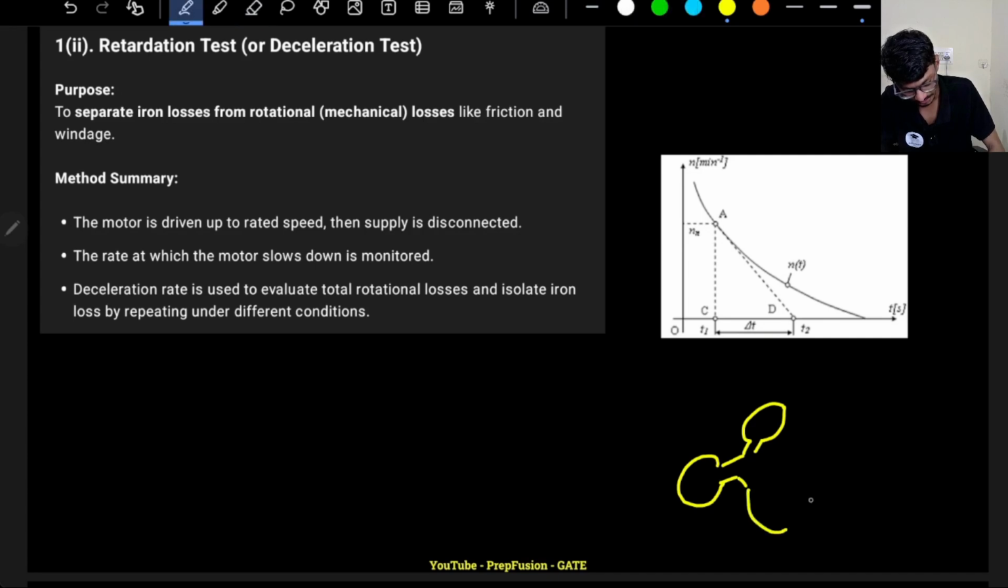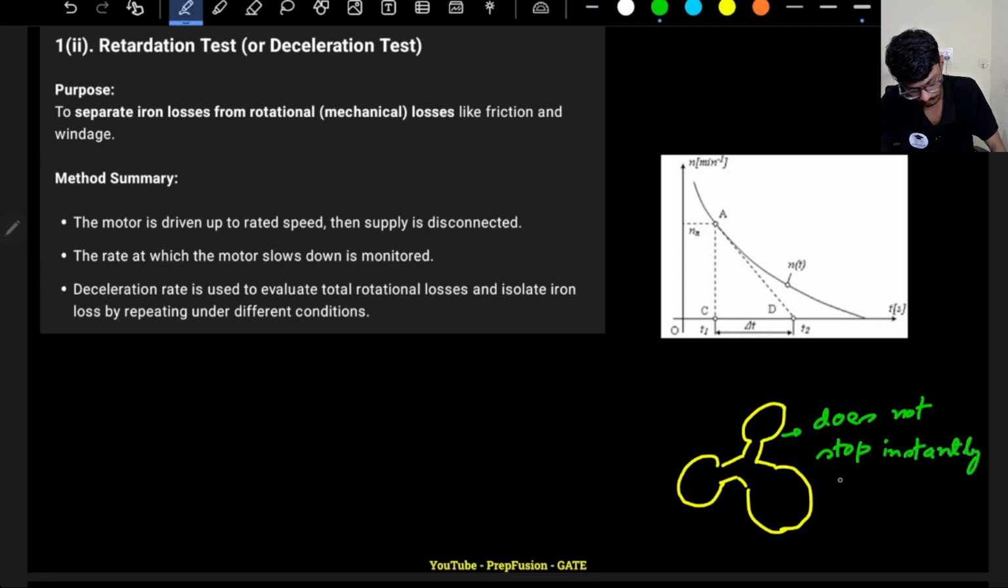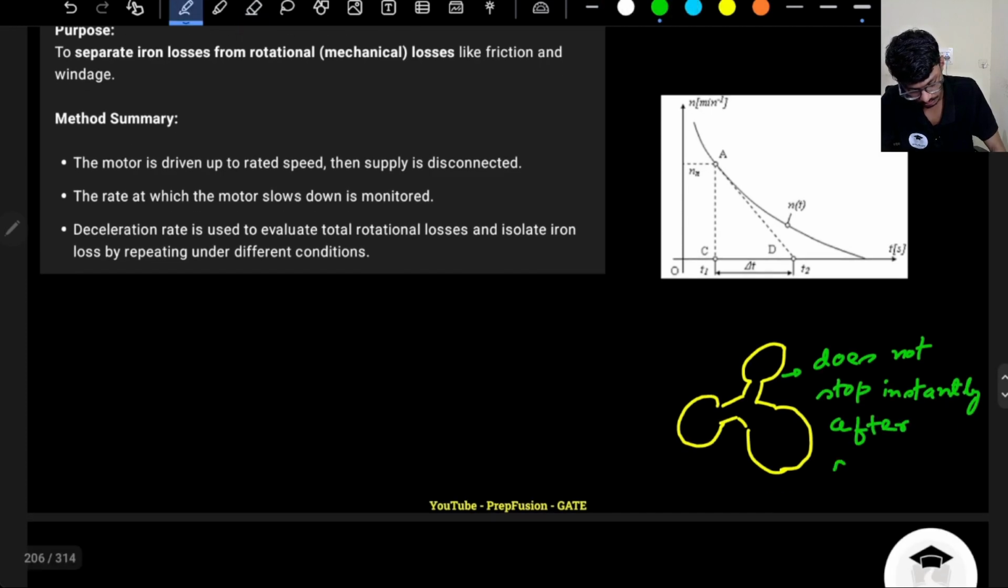Very bad drawing of a fan. And one thing is that if I have turned off the fan, does it instantly come to a stop? The fan does not stop instantly after switching it off.